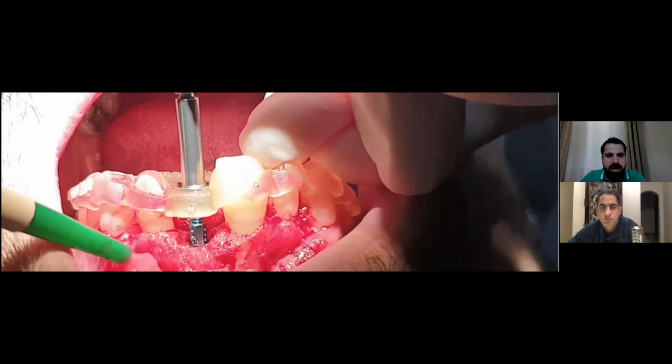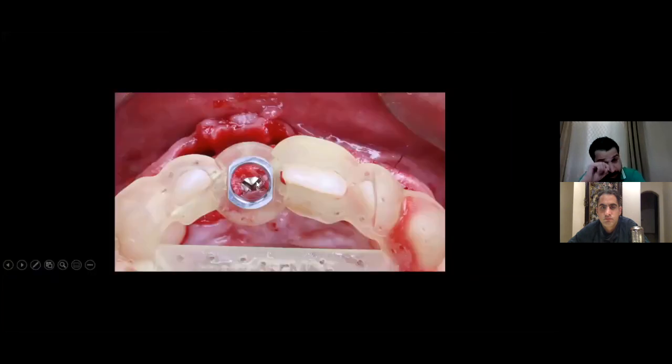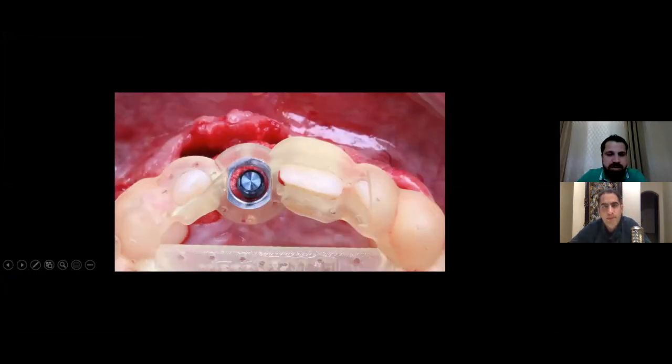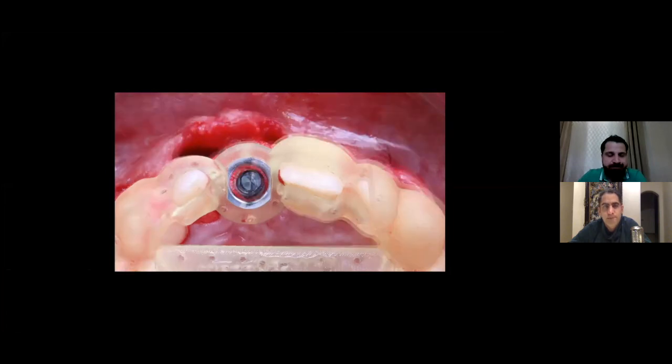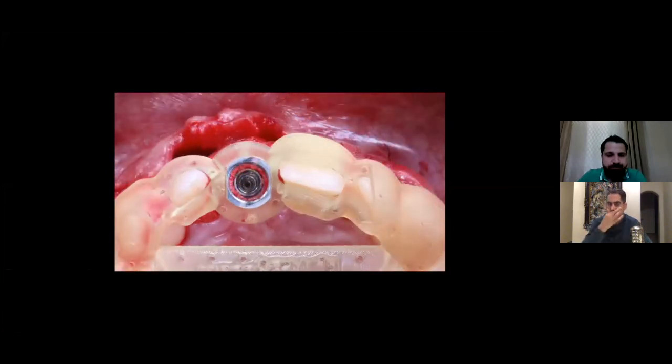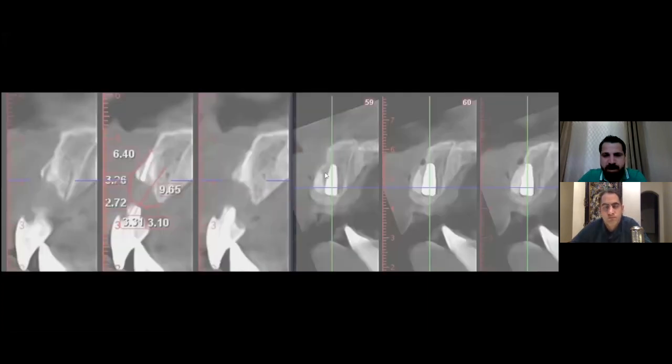So this is the position of my tenting pole before I remove it. So this is the tenting pole placed. It's right where the implant should be, and this is the implant in place. And this is the CBCT. This is my implant.